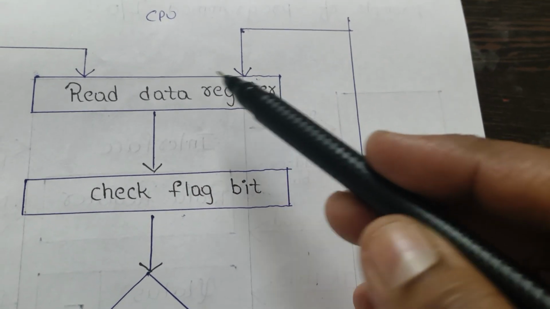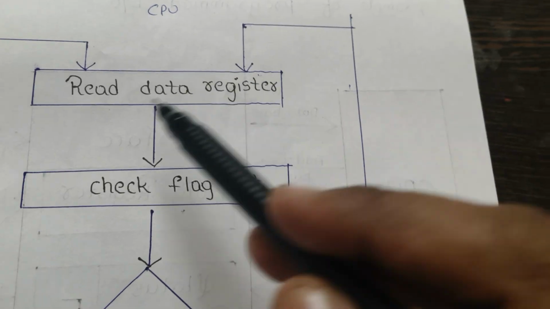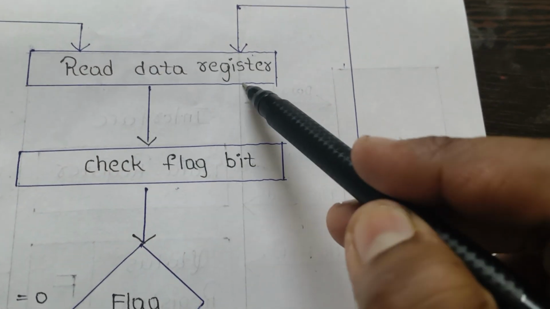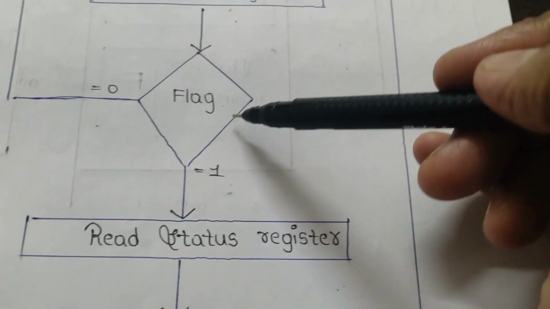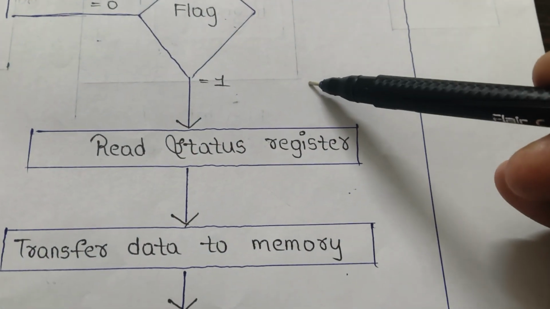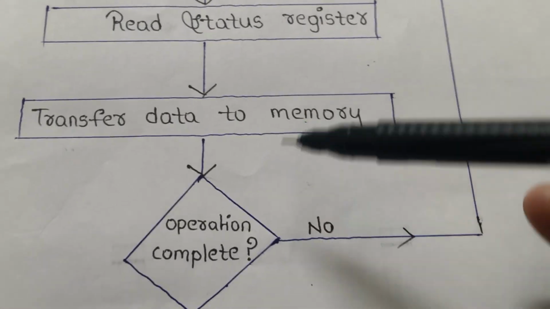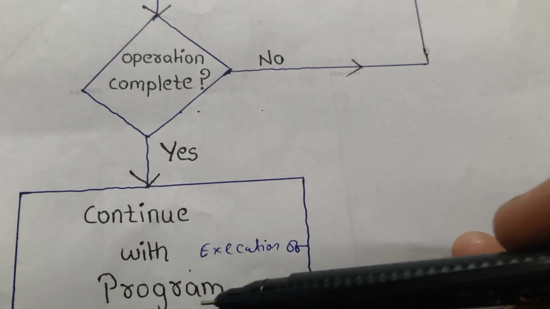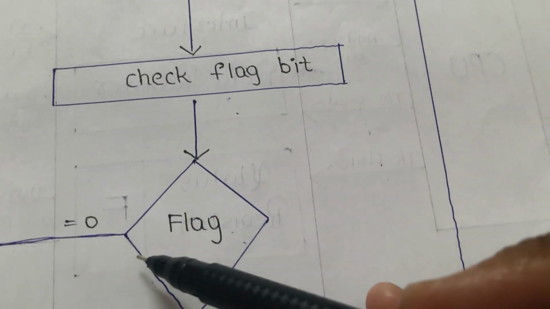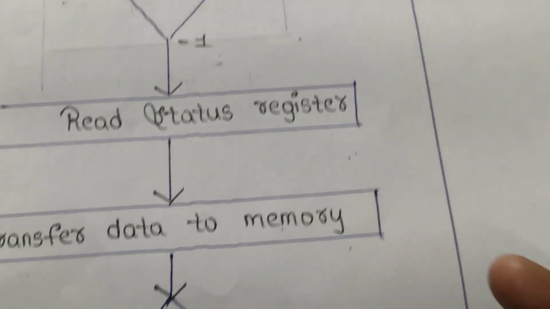So if the program is not completed, again it has to go to the data register and check the flag bit. If the flag bit is equal to 1, then it has to read the status register and transfer the data to memory. Likewise, if the operation is completed, it will continue the execution of the program. Similarly, if the flag bit value is 1, this is the process.